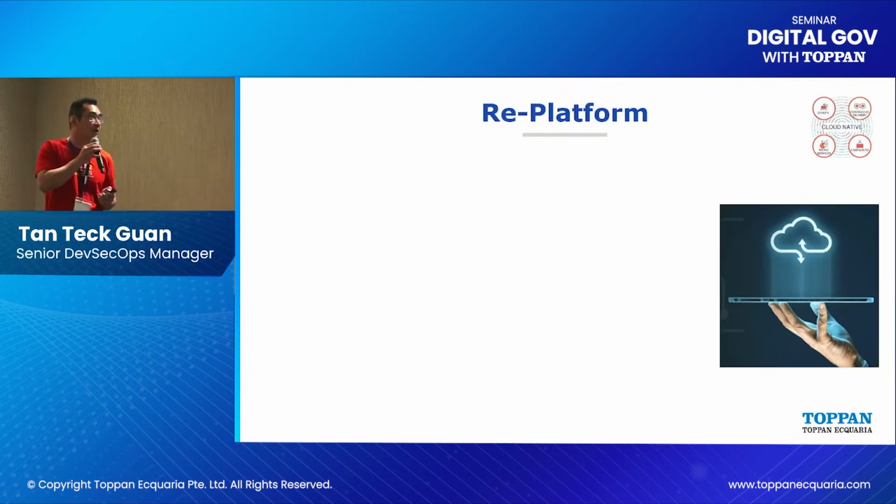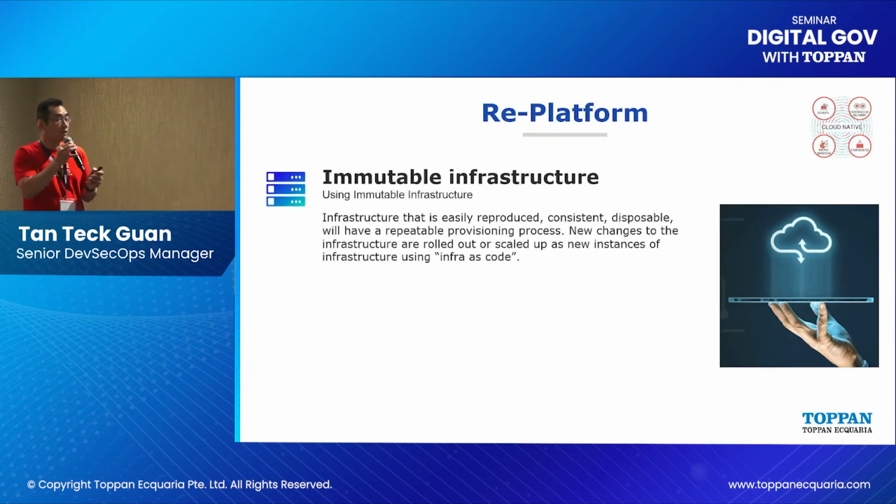So lastly, re-platform. Are you going to use immutable infrastructure? Immutable infrastructure is consistent, disposable, repeatable, and can be provisioned quickly. New changes to infrastructure are actually scaled up as a new instance, and you can use things like infrastructure as code, Terraform, and CloudFormation to roll out and update your infrastructure, which I will show a bit later on.